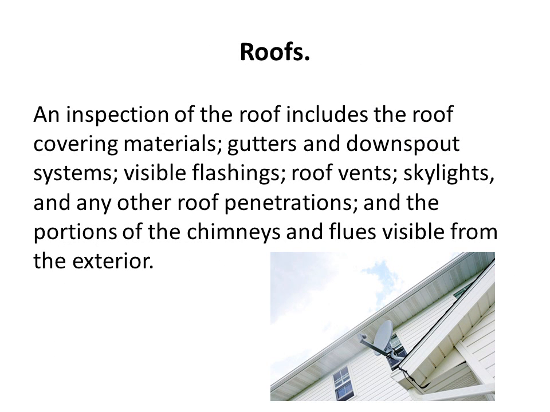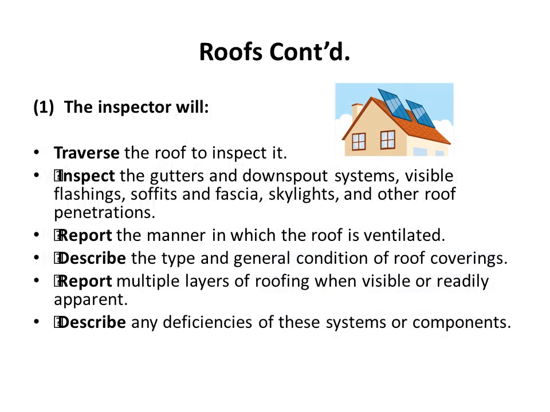Roofs. An inspection of the roof includes the roof covering materials, gutter and downspout systems, visible flashings, roof vents, skylights, and any other roof penetrations, and the portions of the chimney and flues visible from the exterior. The inspector will traverse the roof to inspect it, inspect the gutter and downspout systems, visible flashings, soffits and fascia, skylights, and other roof penetrations. Report the manner in which the roof is ventilated, describe the type and general condition of roof coverings, report multiple layers of roofing when visible or readily apparent, and describe any deficiencies of these systems or components.